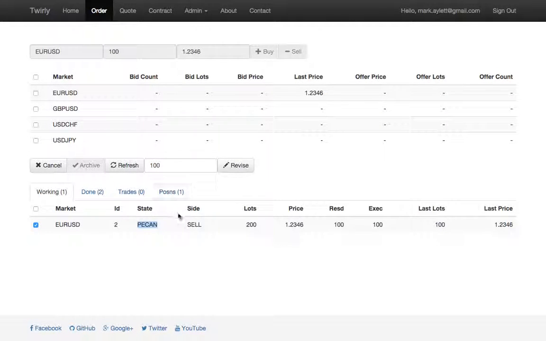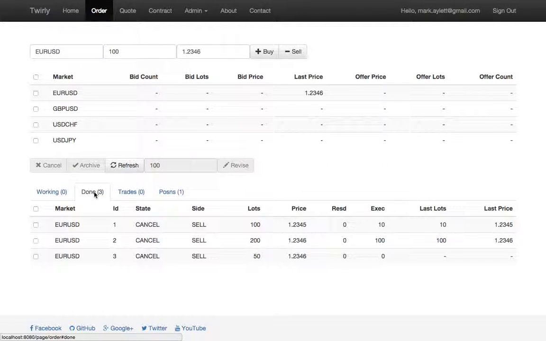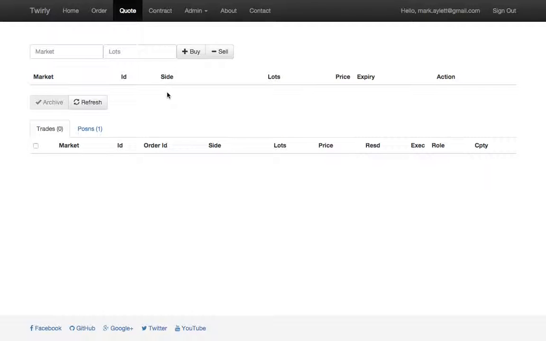So what we expect to happen is when we get to 20 seconds, as you just saw then, the order will disappear from the working side and it will move along to the done side. So that 100 has now been cancelled. Equally, the quotes have disappeared, right? We didn't actually accept them. So this is the general system we have in place currently for the quoting side. Nice and simple, works well for retail.